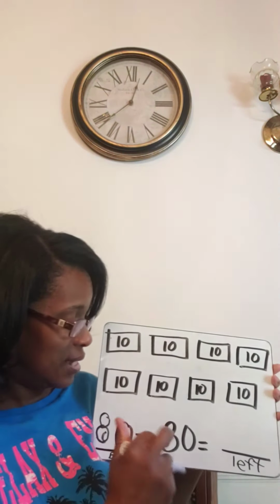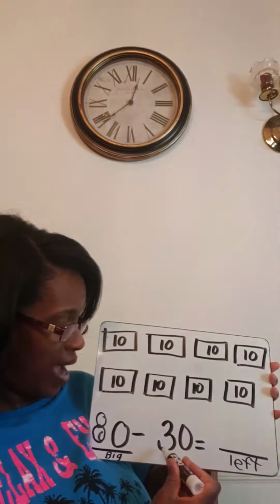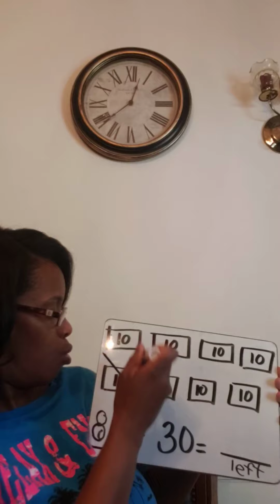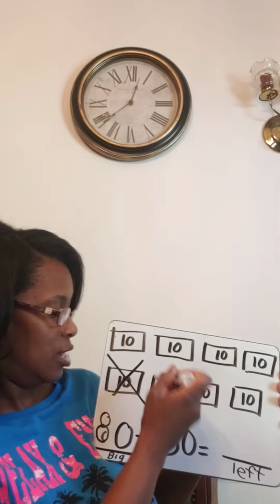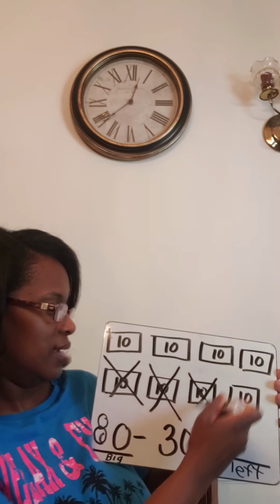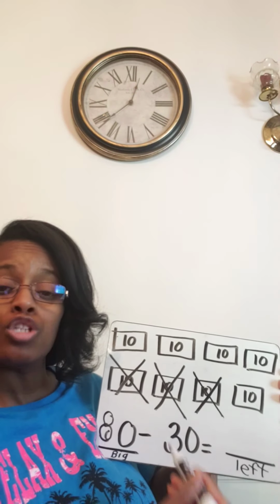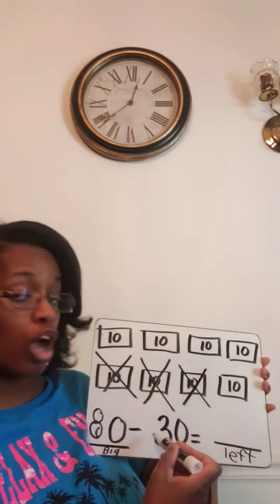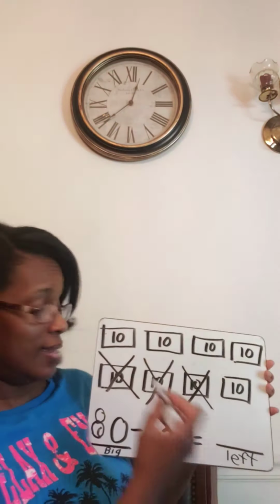Now we're going to take away 30. Or we are going to take away 3 tens. So let's take away 3 tens. 1, that's going bye-bye. 2, that's going bye-bye. 3, that's going bye-bye. So we just took away 30, 10, 20, 30. That's the same as saying we took away 3 tens. Okay? Now let's see how many are left.